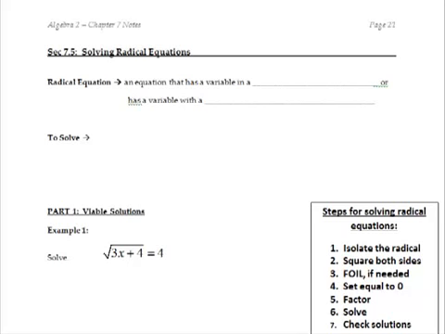This, ladies and gentlemen, is the lesson on how to solve equations that have radicals or rational exponents in them. So this is section 7.5, page 21.